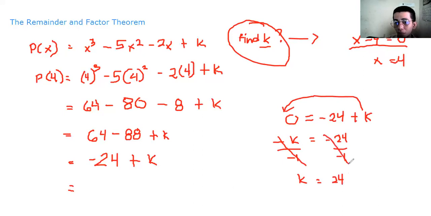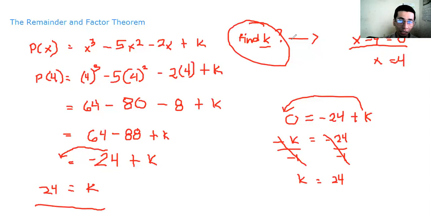Diba? So, same value lang din siya. Ngayon naman, kung si negative 24 ang minove natin sa other side of the equation, magkakaroon tayo ng positive 24, positive 24 is equal to k. So, same answer lang, di ba? It's either kasi ang i-move mo si k or di kaya si negative 24, you have the same answer na k is equal to 24, positive 24.